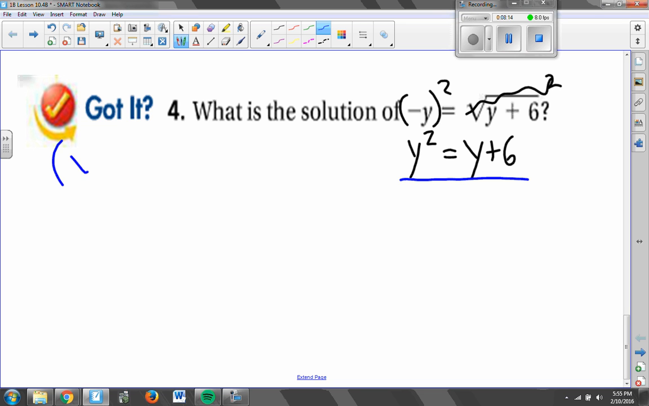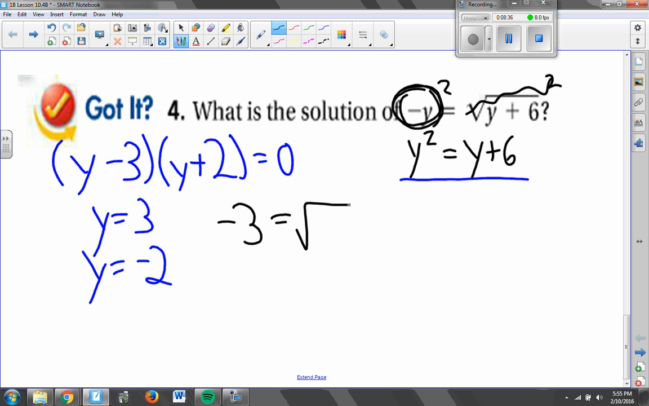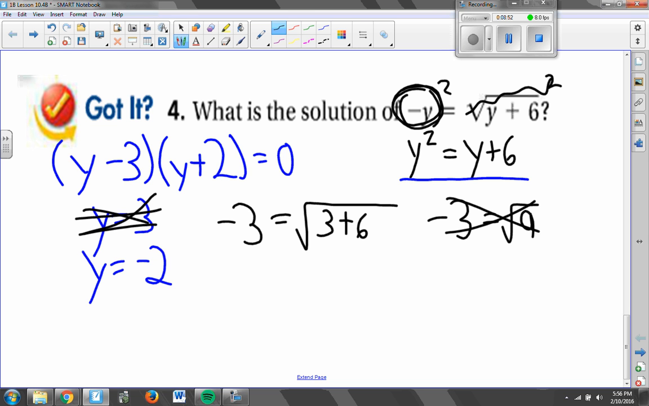Okay, when we solve, we should factor into y minus 3 and y plus 2 equals 0, which means y equals 3 or y equals negative 2. If we put 3 into our equation, remember that the beginning was a negative y. So now it says negative 3 is equal to square root of 3 plus 6. Again, we get that negative 3 is equal to the square root of 9. That's not true. The square root of 9 is 3. So y equals 3 actually does not work. That is an extraneous solution.